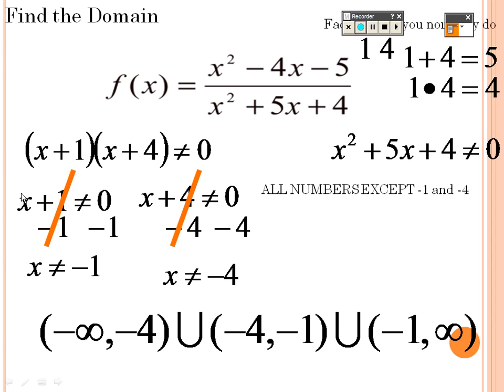So here's how you would write that. All negative numbers work until you get to negative 4, and then you leap over negative 4, and then all numbers work until you get to negative 1, and then you leap over negative 1, then all numbers work the whole way to the end. Okay, the numbers that it's not, notice the gap. It can't be negative 4, so we skip. It can't be negative 1, so we skip.